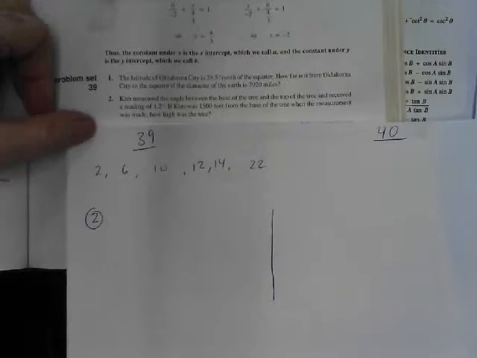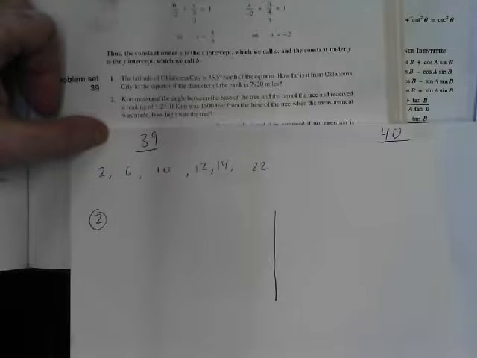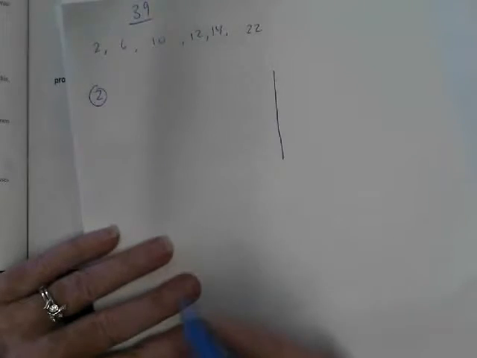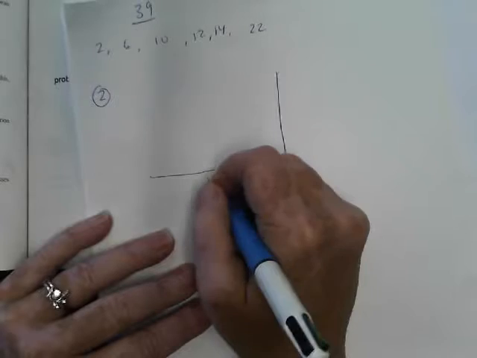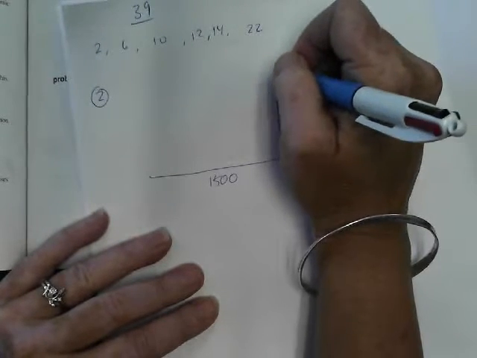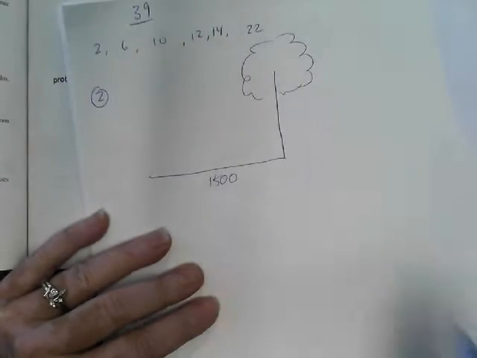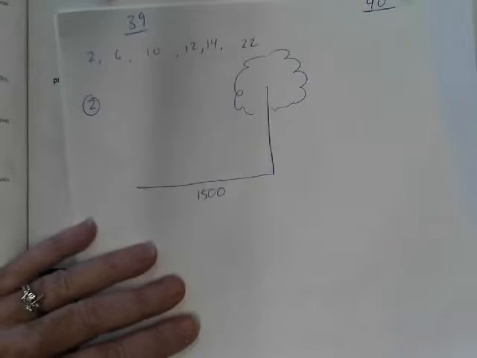So, she measured the angle between the base of the tree and the top of the tree and received a reading of 1.2. She was 1,500 feet away from the tree. This problem, I don't like it. This is the tree. Here, I'll make it like a tree. Okay, there's the tree. It's going to be a triangle tree.